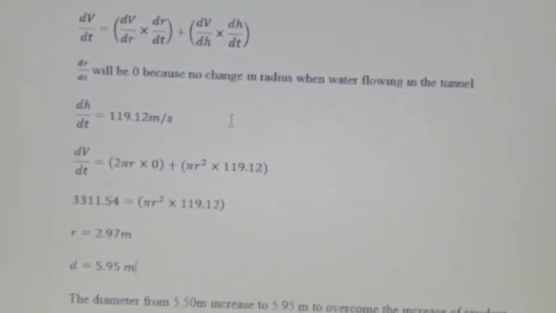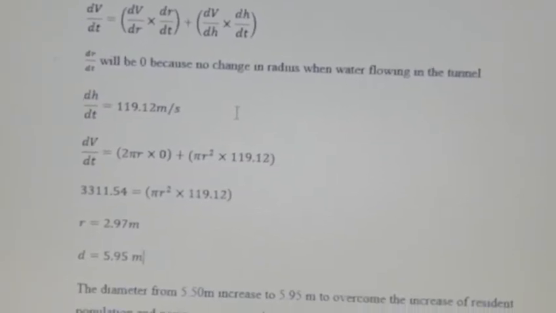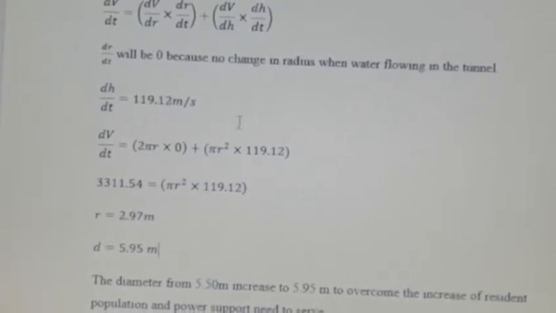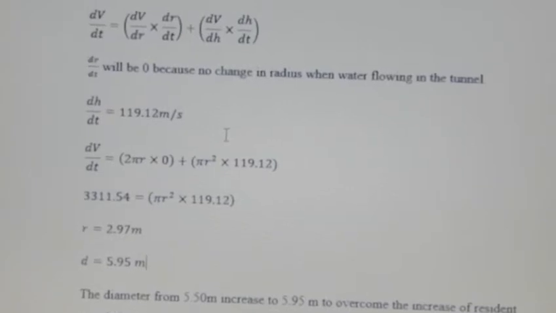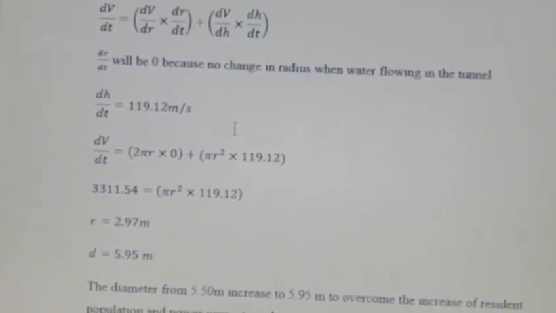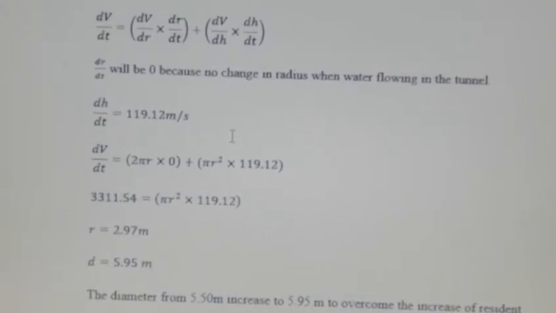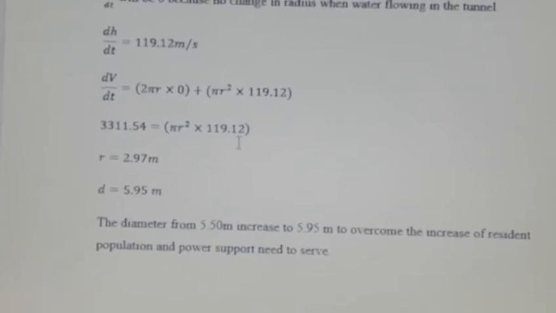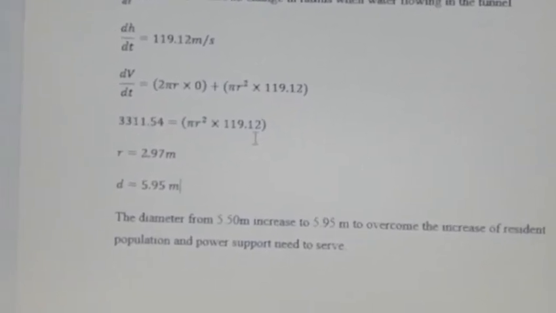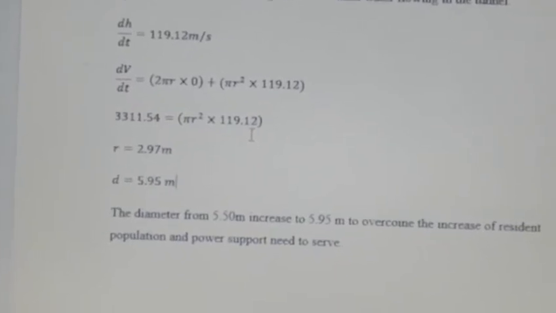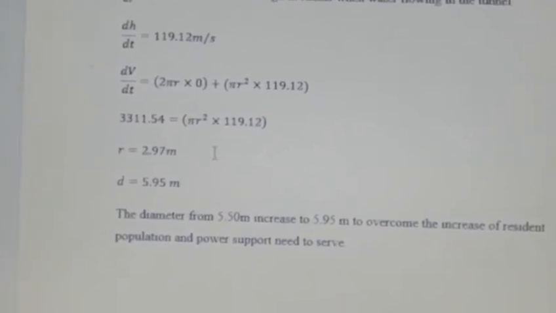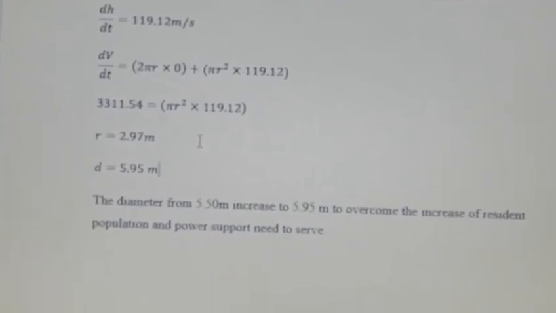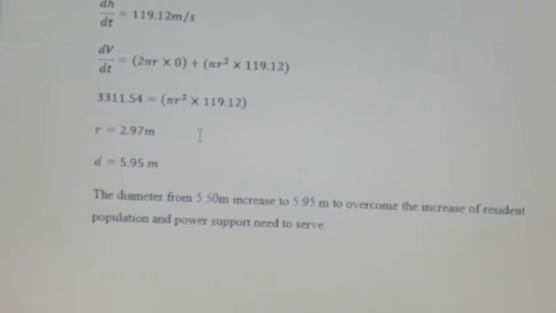dr/dt will be 0 because there are no changes in radius when the water is flowing in the tunnel. So dh/dt is the velocity of the river flow, which is 119.12 meters per second. For dV/dt, since dr/dt is equal to 0, it is 2 pi r times 0 plus pi r squared times 119.12. We substitute all the values, then we get the radius as 2.97 meters. We multiply by 2 to get the diameter, which becomes 5.95 meters.